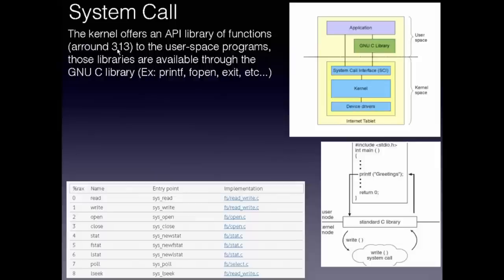We cannot talk about all these 313 system calls, but basically the idea is that the kernel is going to offer some API to play with the system, to the user program apps. So printf, exit, and fopen to open files are all functions that are going to be given to you when writing a user space program, and it's the job of the kernel to give all this.